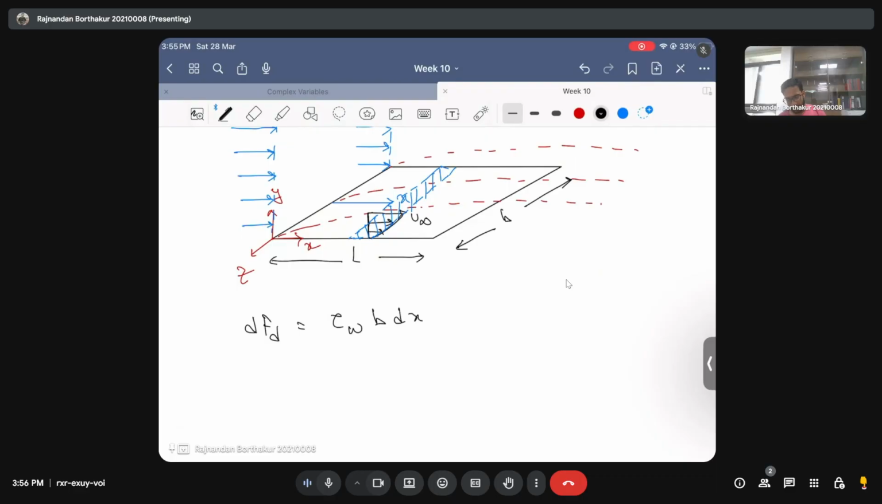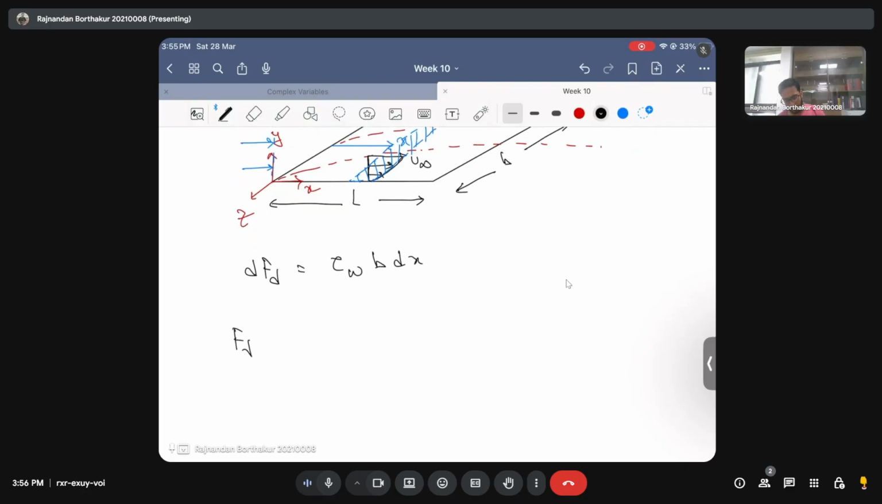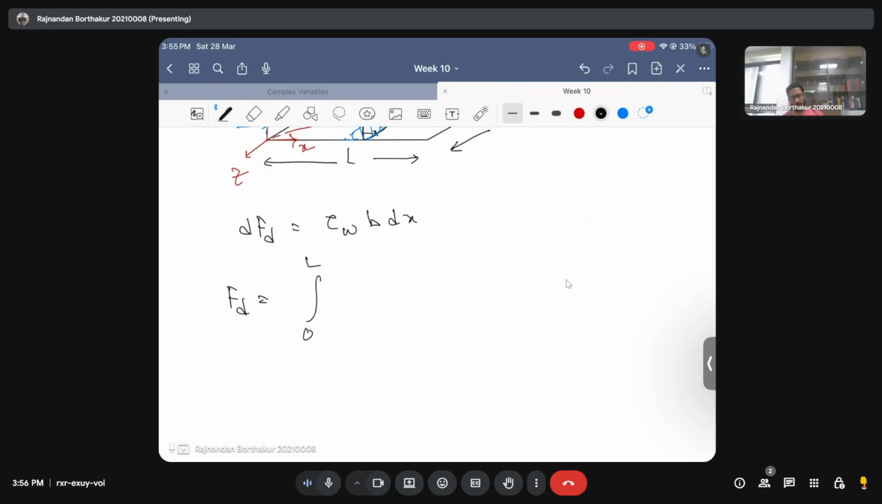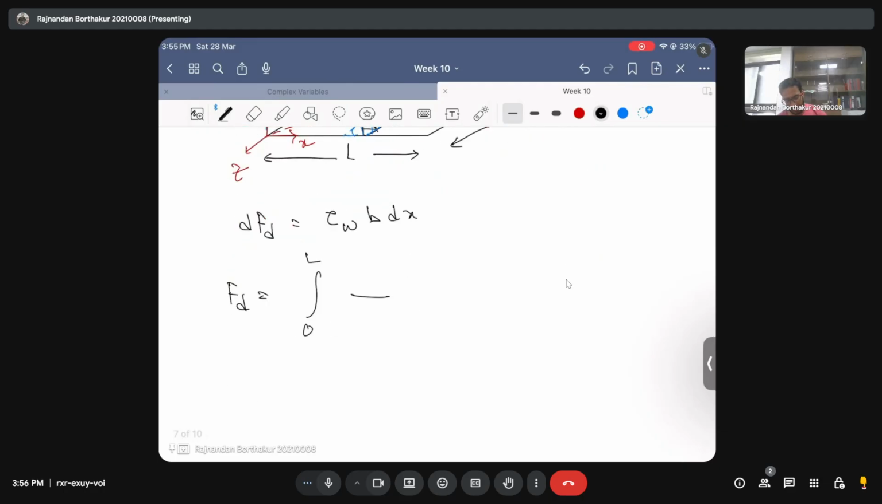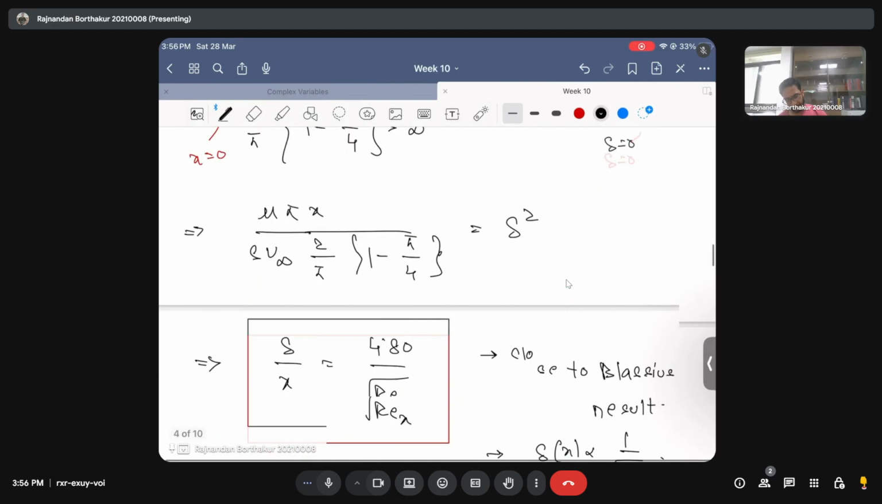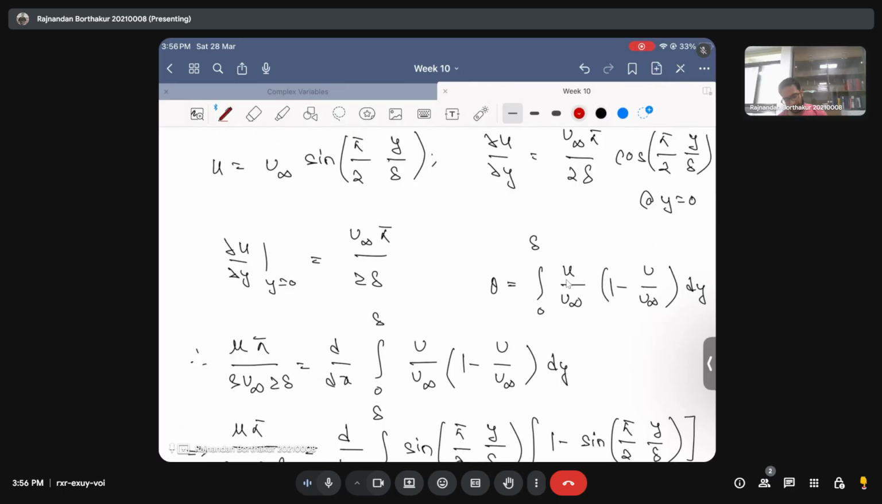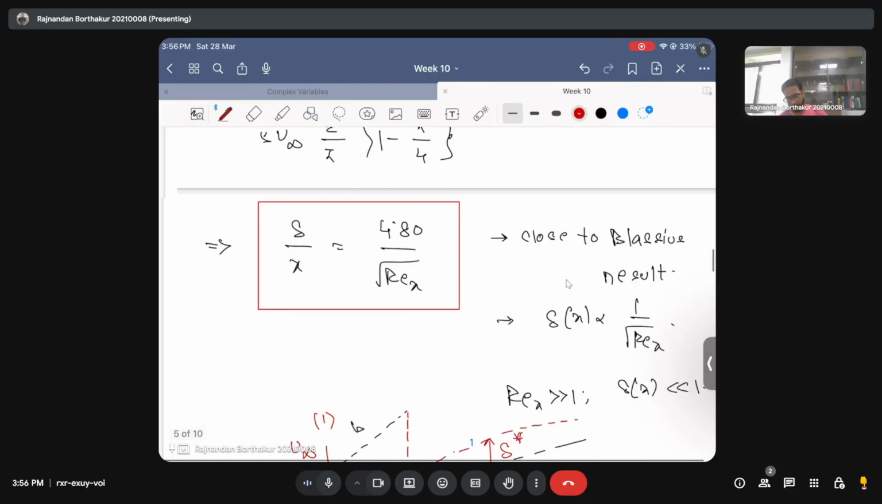Okay, and we know that the net drag force will then be equal to, I need to integrate this from 0 to L. And tau W we have already calculated. This is equal to mu times u infinity times pi by 2 delta times b dx. Why? Because this is something that we already calculated. This is del u by del y, and if you multiply it by mu, you basically get tau W, the wall shear stress evaluated at y equal to 0, of course. So that's what we have written here.